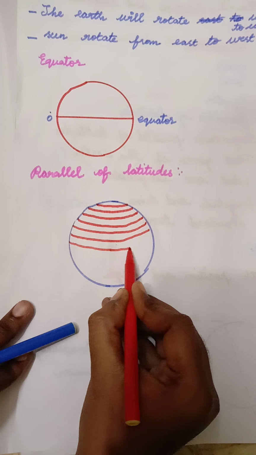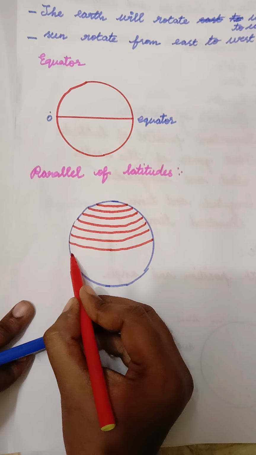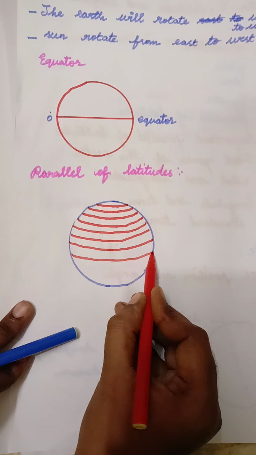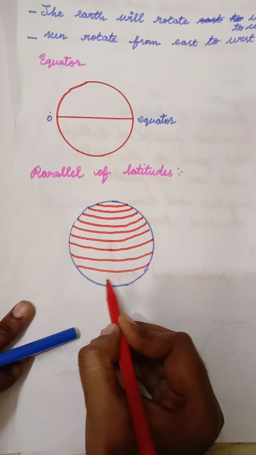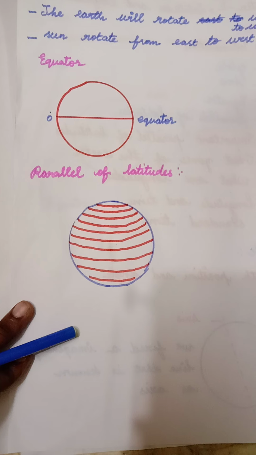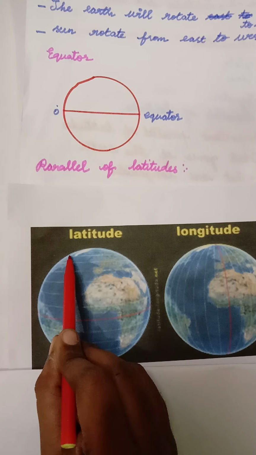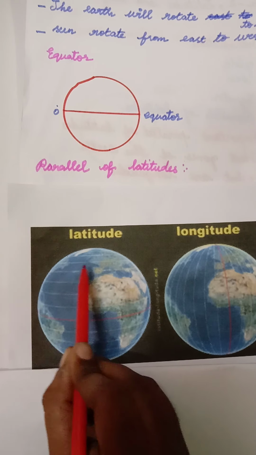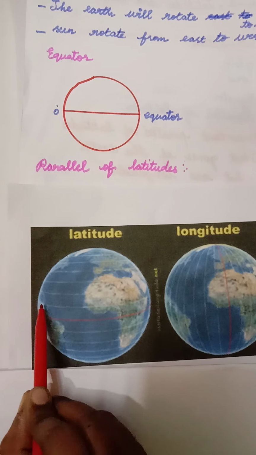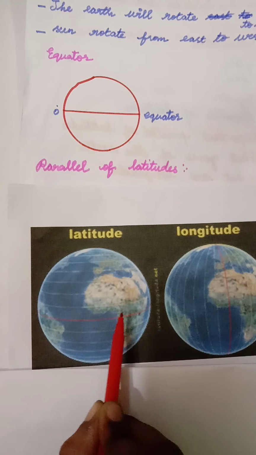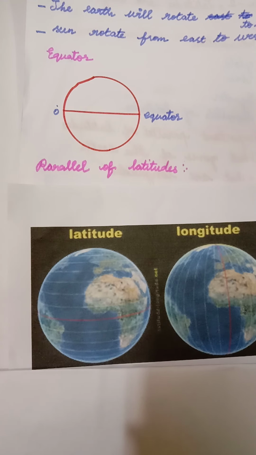This is how the lines will run from the parallels of the latitudes. Let me show the pictures of the latitude. Children, you can see the latitude picture in this video. See the lines that run from east to west. Can you see? This is the picture of the latitude.